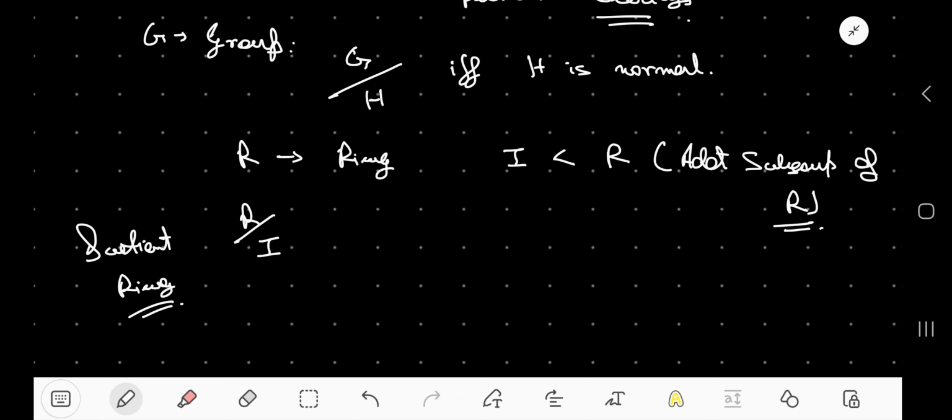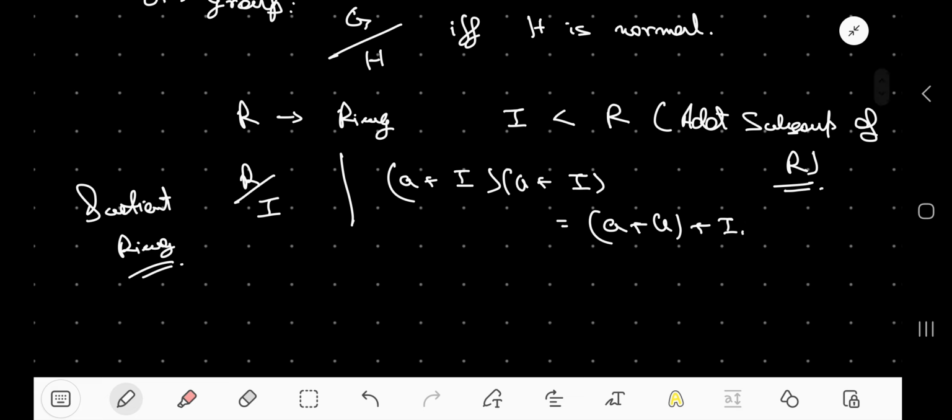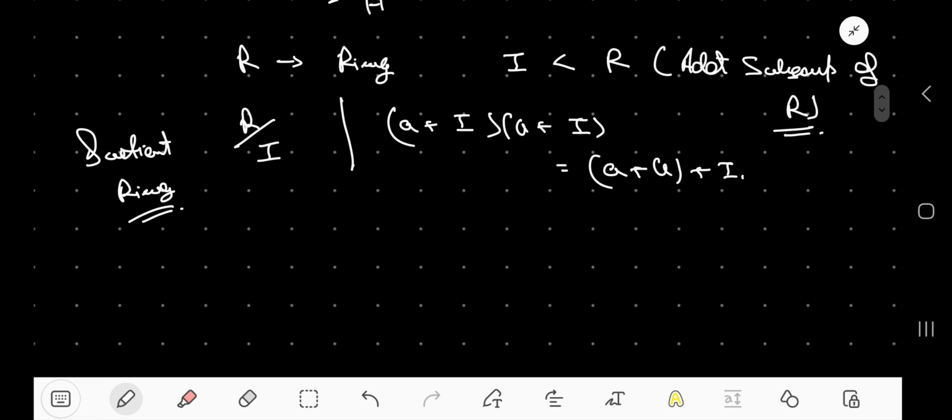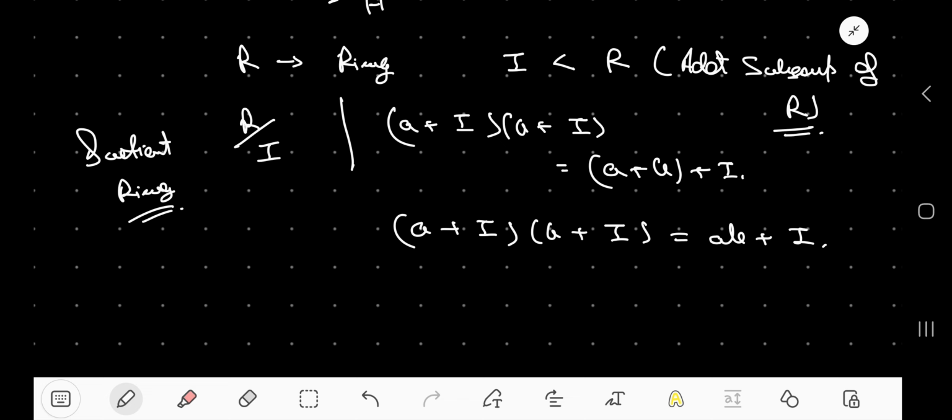The thing is that for this structure to be a ring, we need to have two operations. One is your simple additive operation, which is exactly the same as we did in the groups. So it will come out to be simply a plus b plus I. But we need an additional multiplicative structure for this to be a well defined ring, right? For that, we define the multiplicative structure as we would do in groups. So I'll just multiply ab and I'll consider the representative as ab. That's exactly what I'm trying to do.